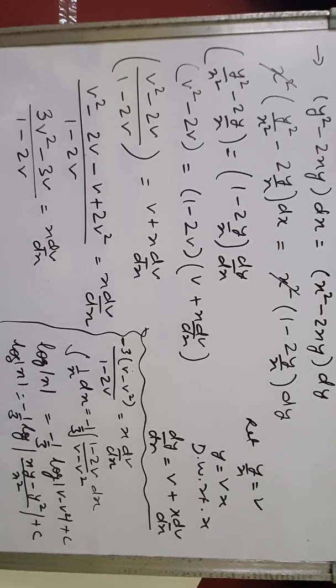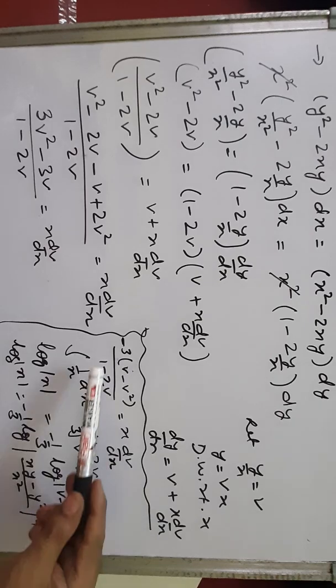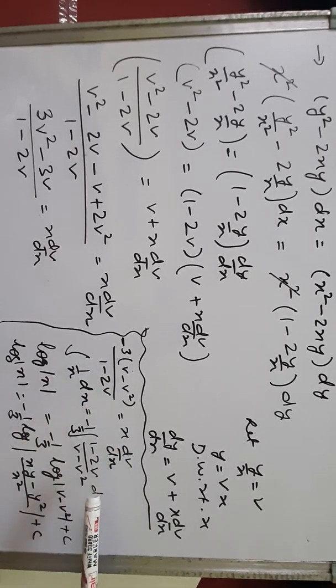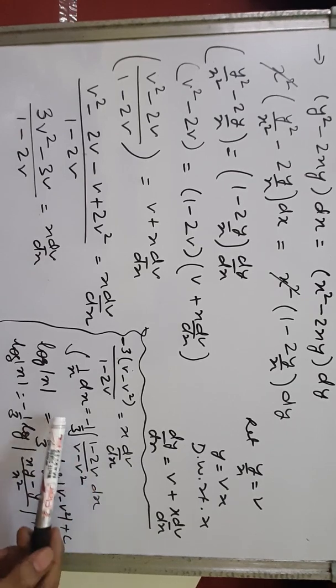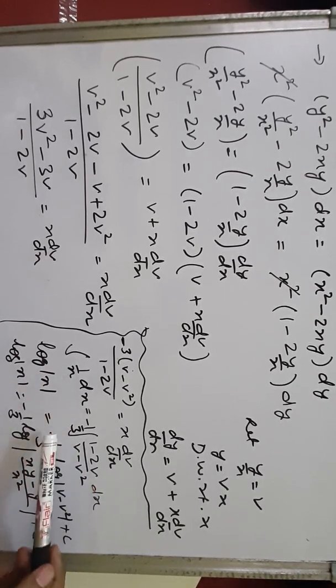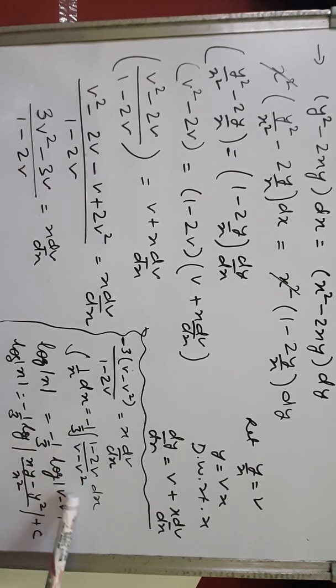Cross multiplying the terms, we will get (−3v − v²)/(1 − 2v) equals x dv/dx, right? Now this can be represented when we further cross multiply: (1/x) dx equals −(1/3) (1 − 2v)/(v − v²) dv.